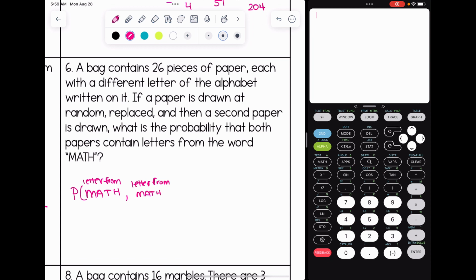Well, the word math has 4 unique letters, so the probability of selecting M, A, T, or H is 4 over 26. And since we were replacing the letter, or that piece of paper, we are still going to get 4 over 26 as our second probability. That makes these events independent of one another. If we work with the reduced versions, this is 2 over 13 times 2 over 13. And we get our probability to be 4 over 169.